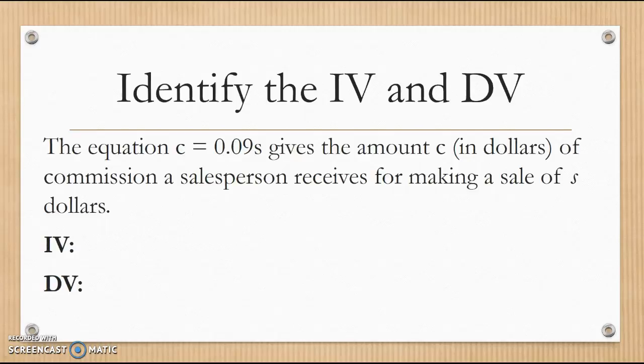So the only way that this would work is the number of sales affects how much commission this person makes. So how many sales we make is what we have to plug into this equation to then calculate our C. Our independent variable is S, which is dollars. And our dependent variable would then be C, which is commission.